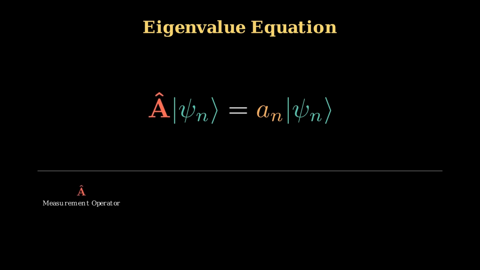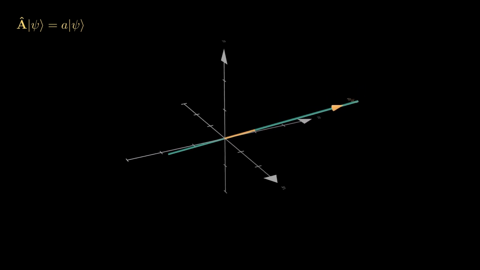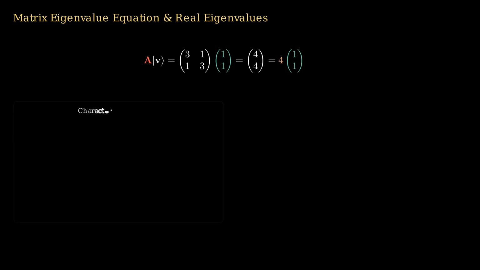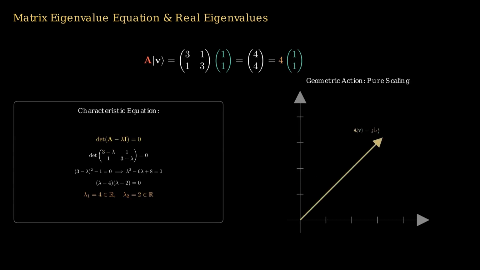Operator A acting on state psi equals eigenvalue a times state psi. When operator A acts on its eigenstate psi, it does not rotate the vector, it merely scales it by a number, a. The eigenstate psi is the definitive post-measurement state. The eigenvalue a is the real number physical value recorded by your instrument.